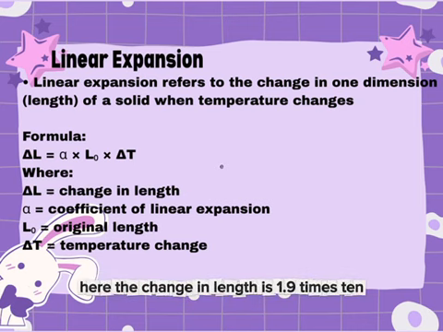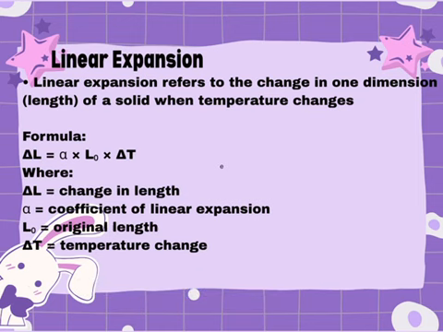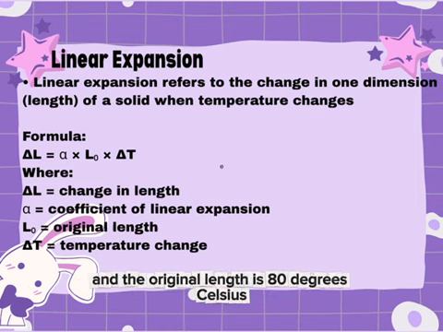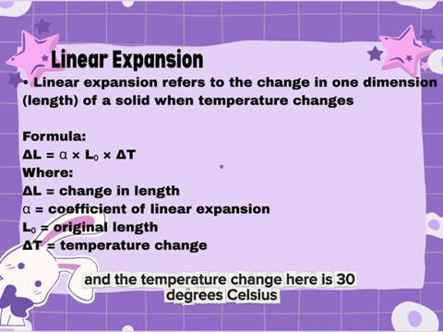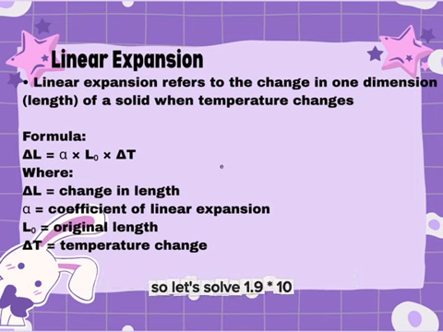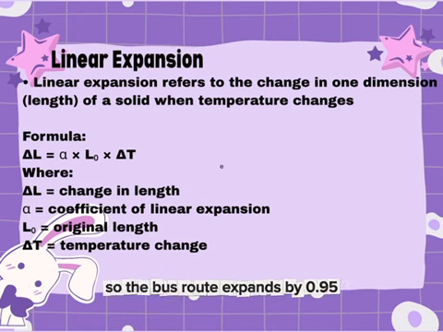Here, the coefficient is 1.9 times 10 raised to the power of -5, the original length is 1 meter, and the final temperature is 80 degrees Celsius. The temperature change here is 50 degrees Celsius. So let's solve. 1.9 times 10 raised to the power of -5 times 1 times (80 minus 30) is equal to 0.95. So the brass rod expands by 0.95.